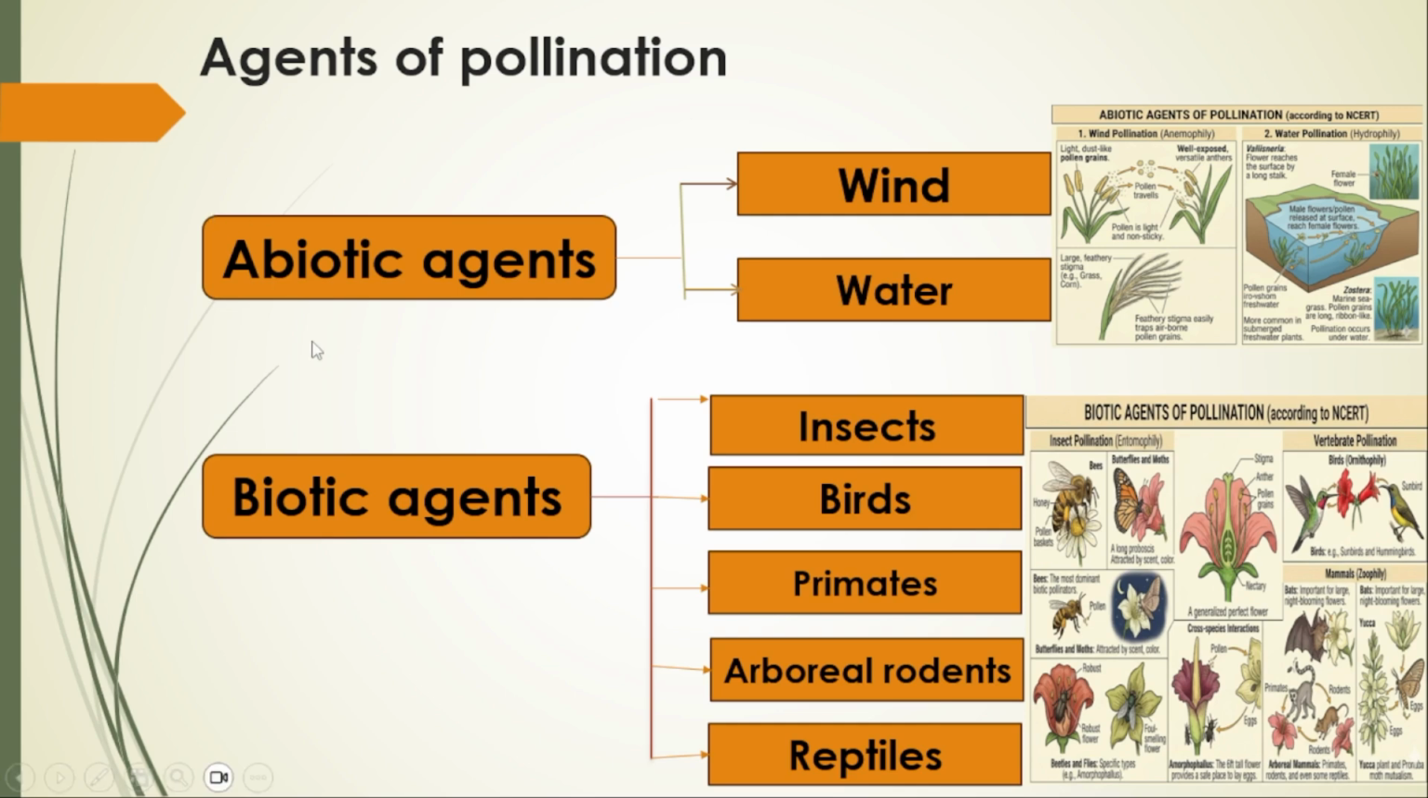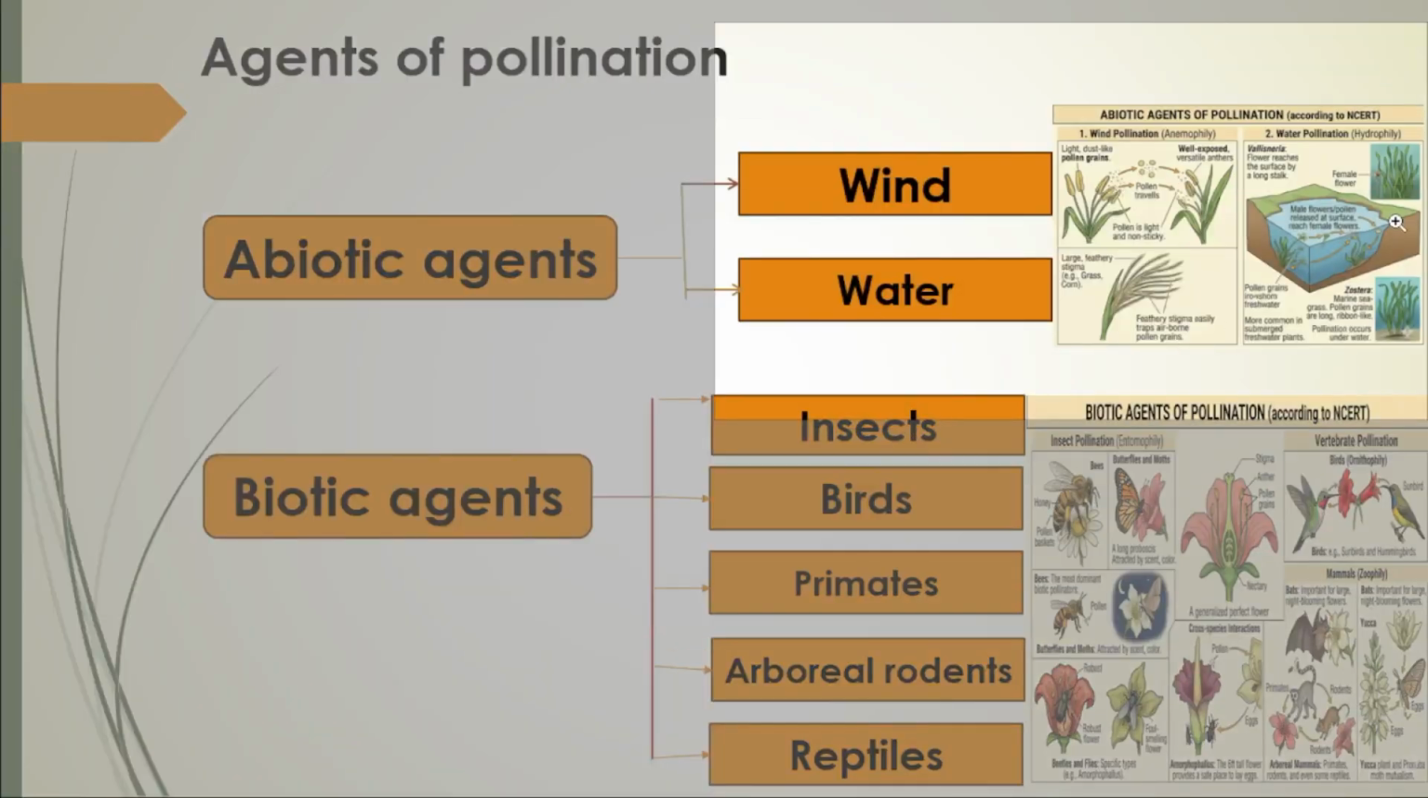Here there are mainly 2 types of agents, abiotic and biotic. Under abiotic agents, wind and water play a very important role. When we talk about biotic agents, insects, birds, primates, arboreal rodents and reptiles are the members which are helpful for pollination, and they act as agents for perfect pollination. So they come under biotic, and wind and water come under abiotic. Let me show you a picture.